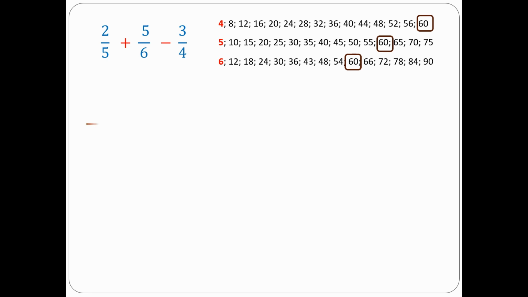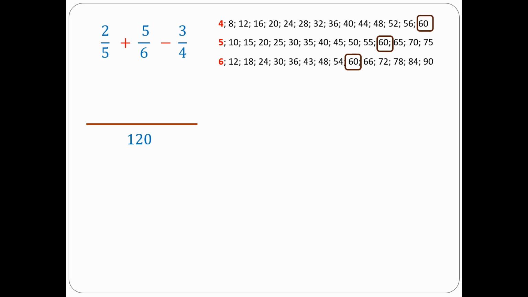Now granted that 120 is also a common multiple, and if you use 120, you can also get the right answer. You just have to simplify at the end. So if you are not sure about how to find the least common denominator, you can find any common denominator by simply multiplying these 3 denominators. So 5 times 6 is 30, and 30 times 4 is 120. So let's use 120 as our common denominator.